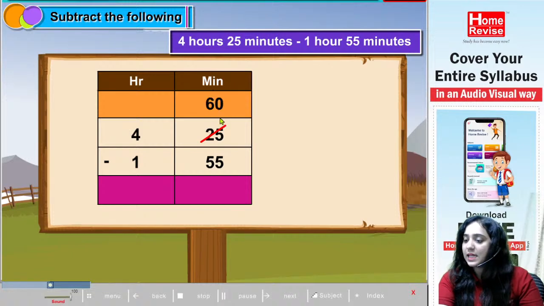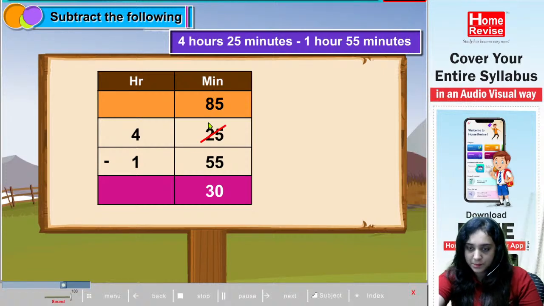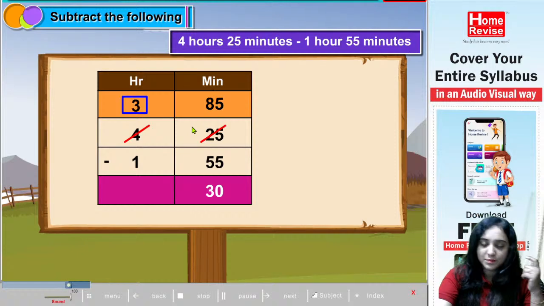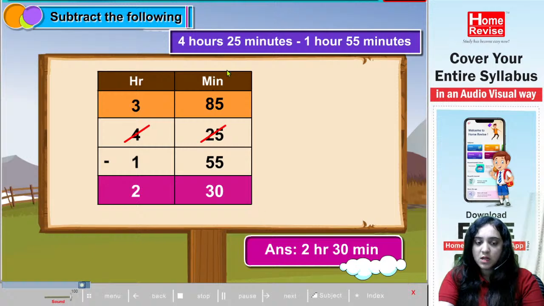So again, looking in the minutes column, 25 and 55, we can't subtract 55 from 25. So we borrow 1 hour from the hours column. And now we have 60. 60 plus 25 will give you 85 minutes. 85 minus 55, we have 30 in the minutes column. Very good, Pranjal. Your answers are correct. Now in the hours column, since we borrowed 1 from the 4 hours, we have 3 hours minus 1, which is 2 hours. So now we have 2 in the hours column, 30 in the minutes column. Therefore, the answer is 2 hours 30 minutes.